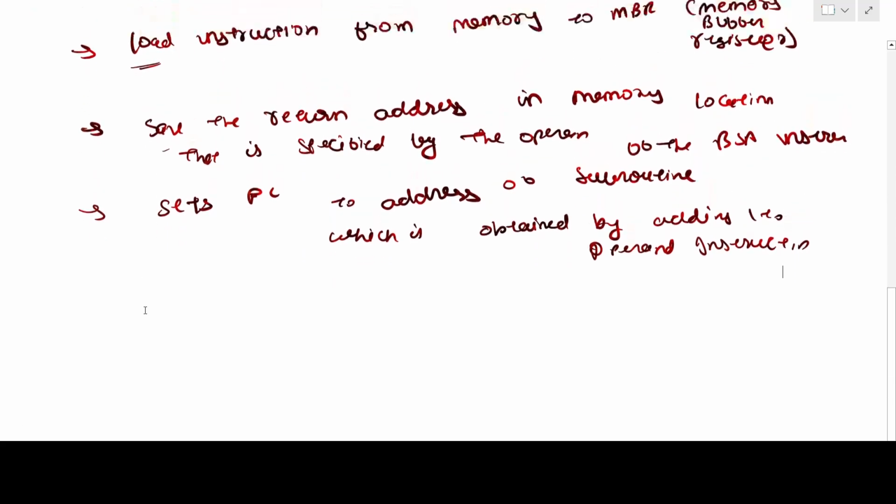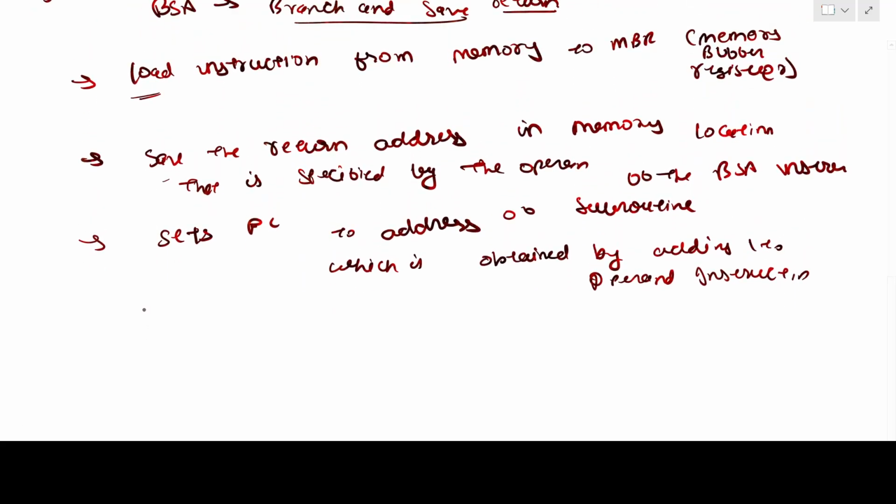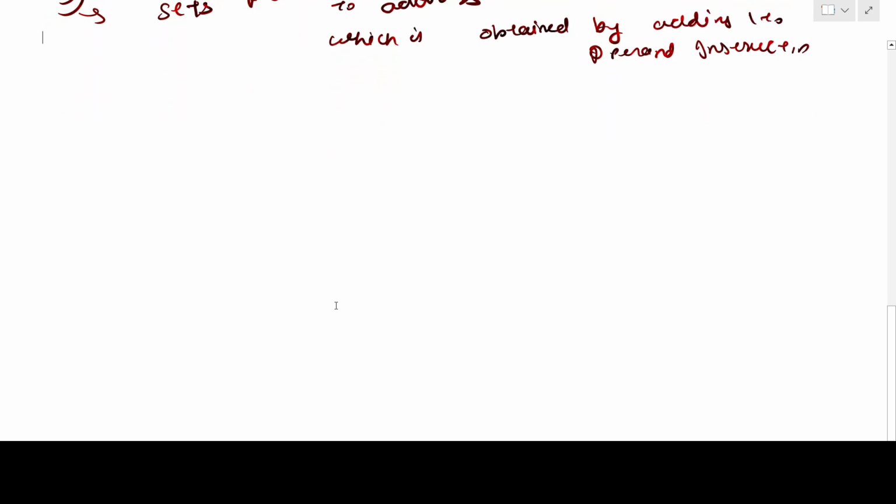Okay, so now these are the steps. This is step number one, this is step number two, and this is step number three. Now we'll be performing the coding part, which will make our understanding clearer about what we have just written. So first we will say MAR.